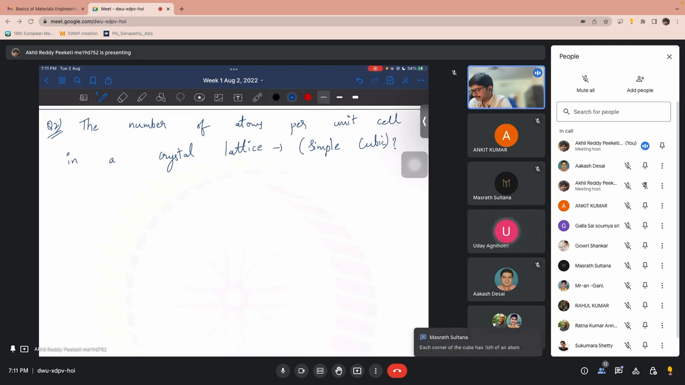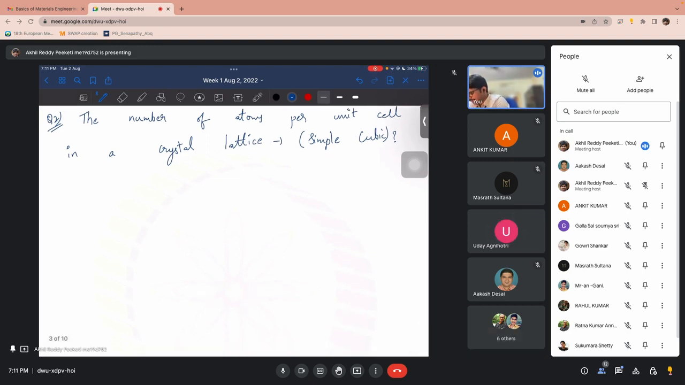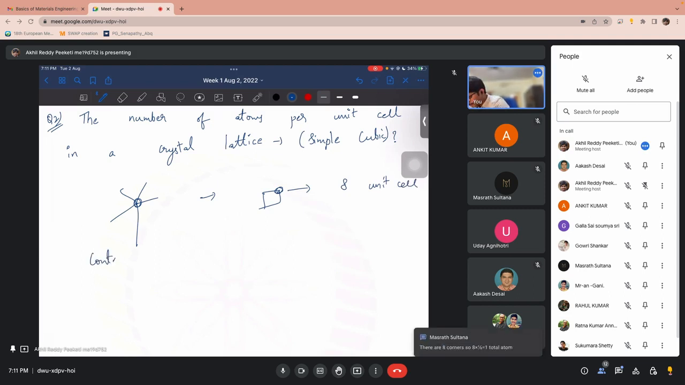Yes, exactly. So let's look at it in a general way. If you have a corner atom in any structure, if it is a cube, then a corner atom will be shared by 8 such unit cells. So the contribution from a corner atom would be 1 by 8.